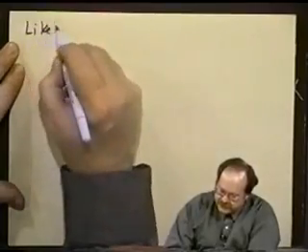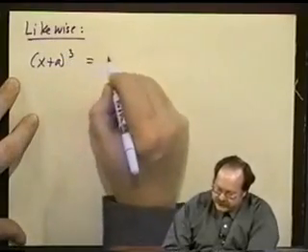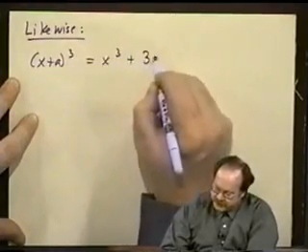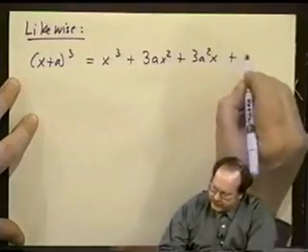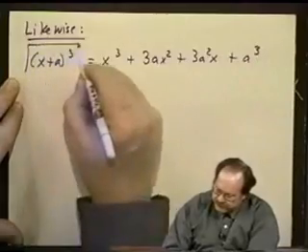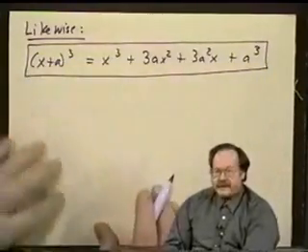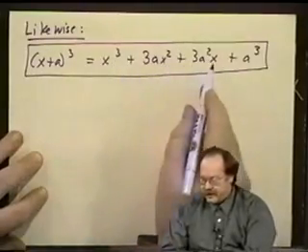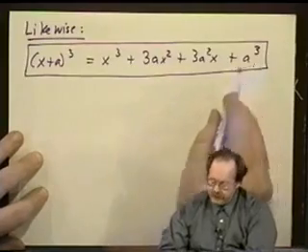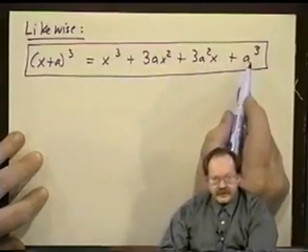So likewise, and this time I won't put in all the details, x plus a cubed is equal to x cubed plus 3ax squared plus 3a squared x plus a cubed. And just with what we've done before, you can verify that that's right. At least you can verify that the powers are right. X cubed, x squared, x, and x to the 0 are going down. A to the 0, a to the 1, a squared, and a cubed are going up. So the powers are correct.